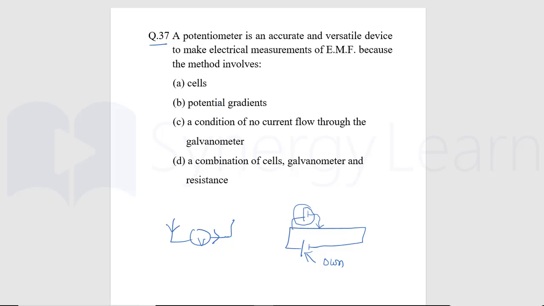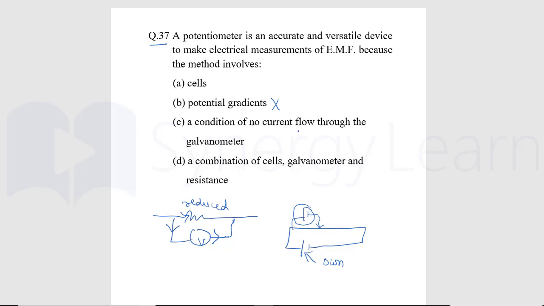Now looking at the options, it is more accurate because it draws current from its own cell and does not draw current from the circuit, like in the case of a voltmeter which draws from the circuit, so the current flowing through the circuit will get reduced. Keeping this in mind, we have to analyze the options. The first says cells. Let us look at other options. Potential gradient. No, potential gradient is not the necessity.